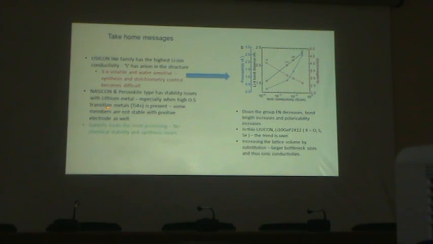Especially when a high oxidation number transition metal is present, it will not be stable with the positive ions. Yesterday also we saw that, with the positive electrode. Whenever that transition metal can come down to a lower oxidation state, and it shows a lot of oxidation states available for the transition metal.